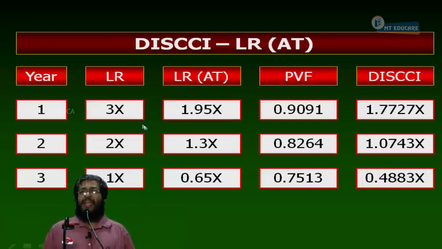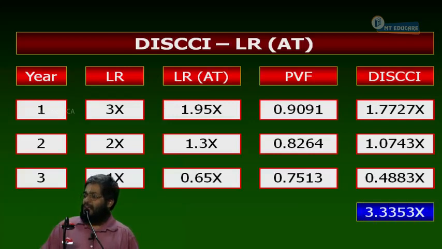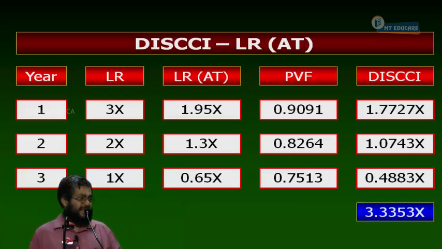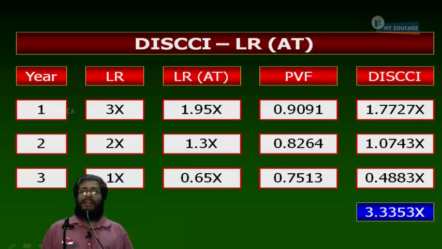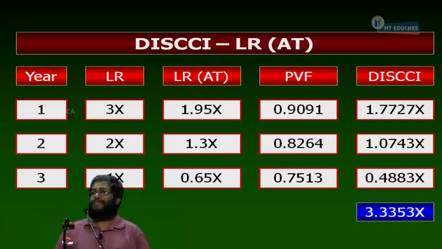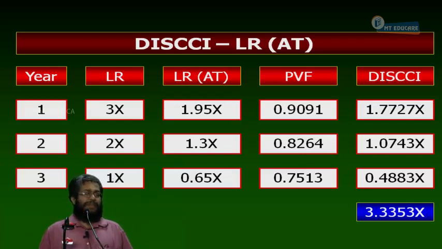My question is, can I add 1.95x plus 1.3 plus 0.65 till the lease rental after tax? No. Because all these are arising at different time periods. Can I add the last column or not? Yes. All are discounted. Tell me what is the discounted lease rental total? 3.3353x. Now, tell me, 10% can be called IRR only when the discounted lease rental is equal to what? Amount to be recovered. Yes or no? Write down. Next, continue writing. 10% can be called as IRR.